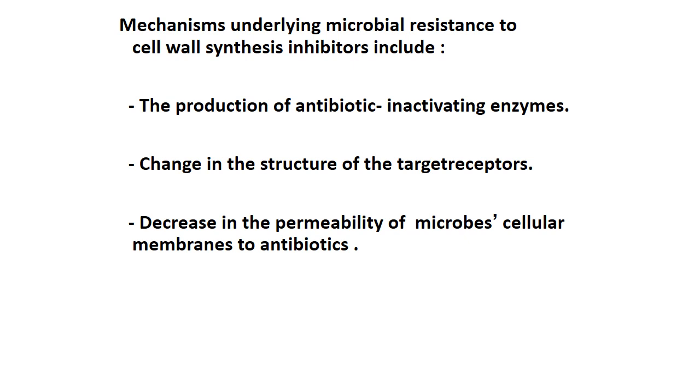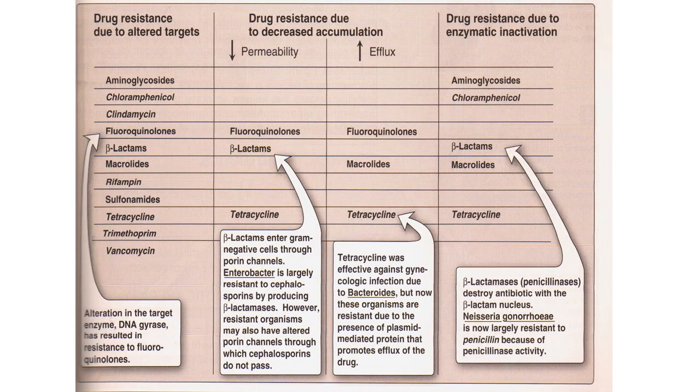The second mechanism is the change in the structure of the target receptors. Bacteria change the targets of the antibiotics which are present in the bacterial cell to defend themselves against the antibiotic. The third is a decrease in the permeability of the microbe's cellular membrane to the antibiotic. Some antibiotics need to enter the bacterial cell to act against them, so the bacteria will decrease the permeability to prevent them from entering the cell.